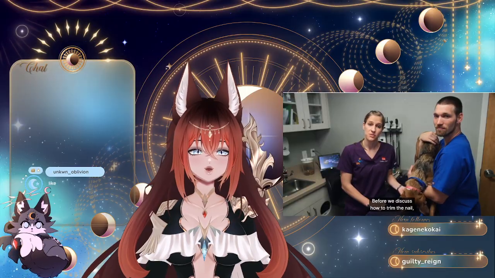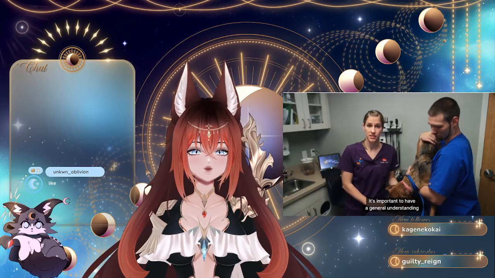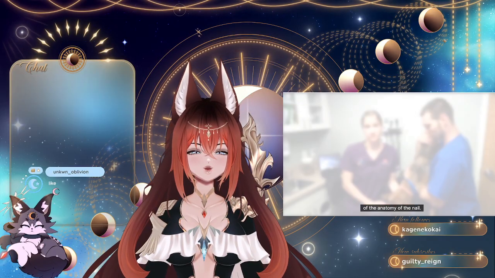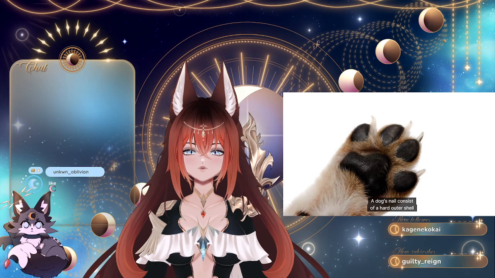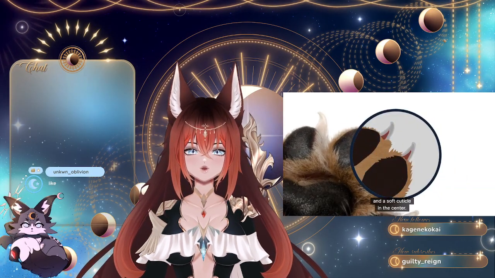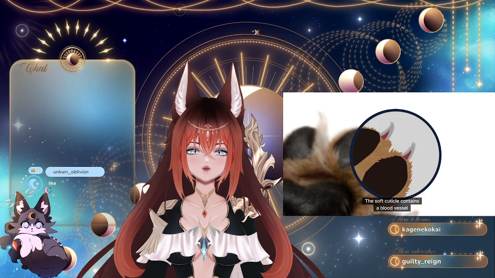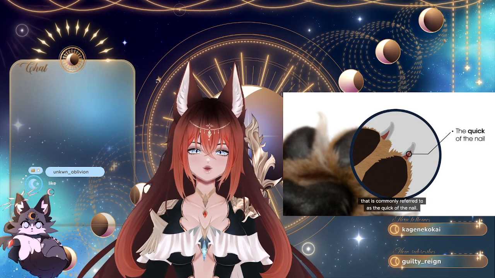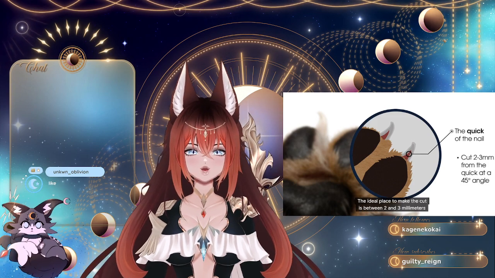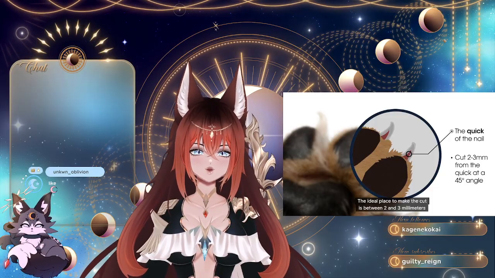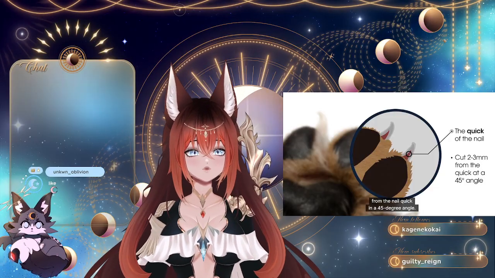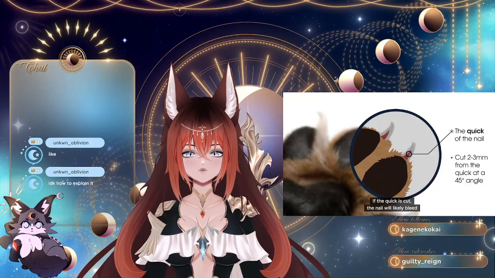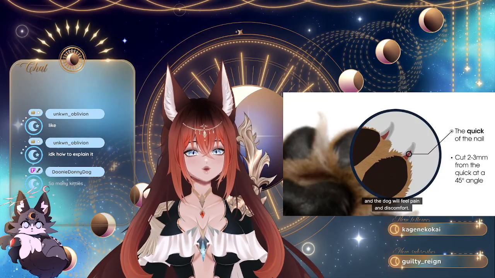Before we discuss how to trim the nail, it is important to have a general understanding of the anatomy of the nail. A dog's nail consists of a hard outer shell and a soft cuticle in the center. The soft cuticle contains a blood vessel that is commonly referred to as the quick of the nail. The ideal place to make the cut is between 2 and 3 millimeters from the nail quick in a 45-degree angle. If the quick is cut, the nail will likely bleed and the dog will feel pain and discomfort.